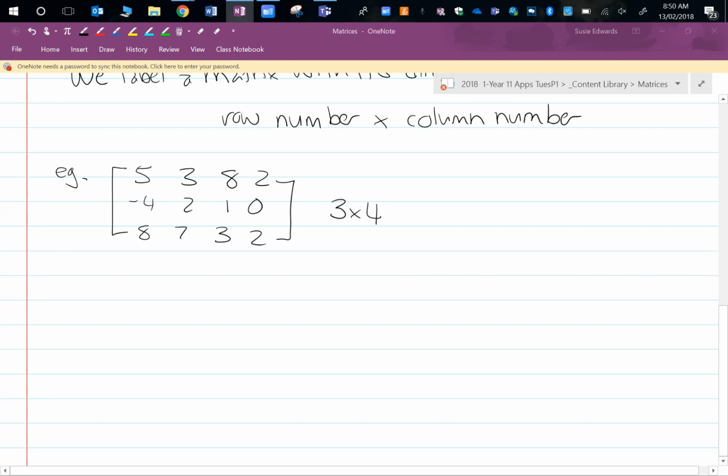All right, then we might have something like this. Yes? So our rows are going across. So there's 3 rows: 1, 2, 3. There's 4 columns: 1, 2, 3, 4. Oh, I see. Yeah? All right, so then we might have this: 8, 0, -2, 1.